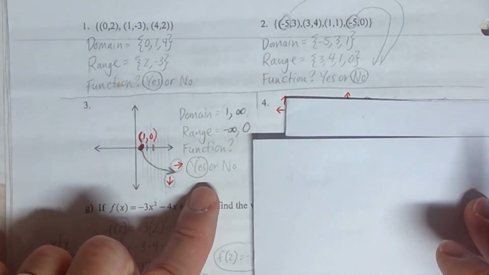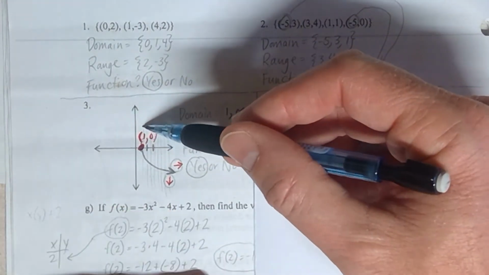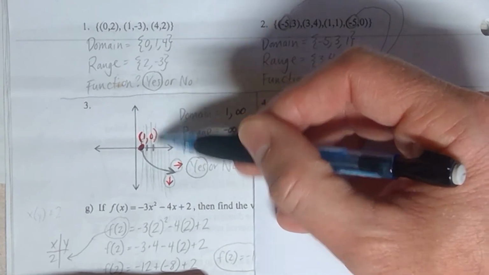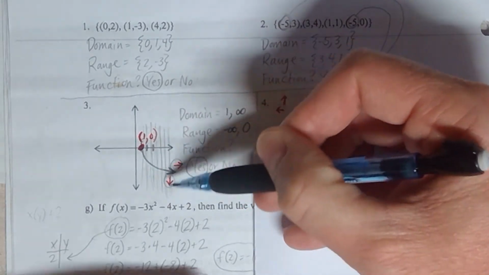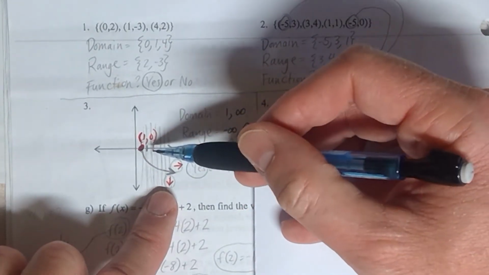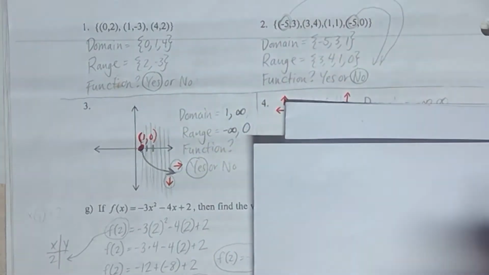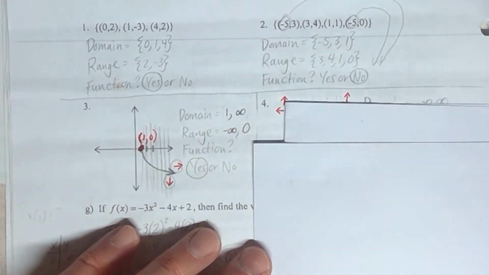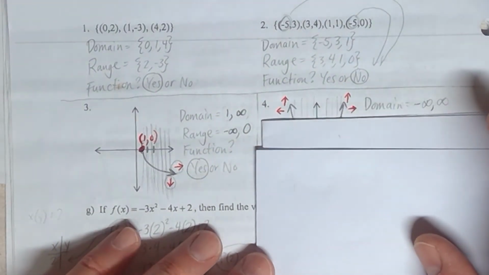Why did I say that it's a function? It's because no vertical line, you guys, no vertical line ever hits the graph more than once, does it? Okay, none of them do. And so therefore it's a function when it never hits it more than one time.